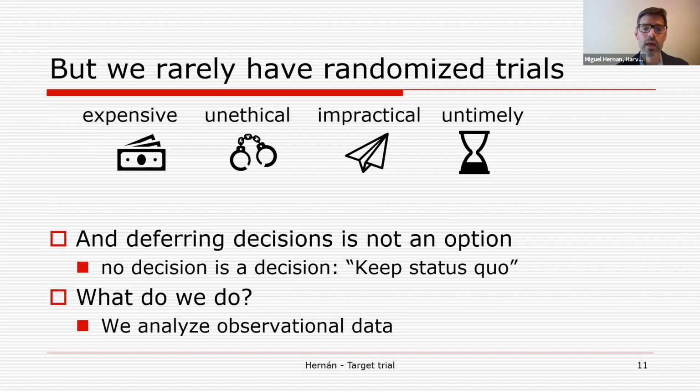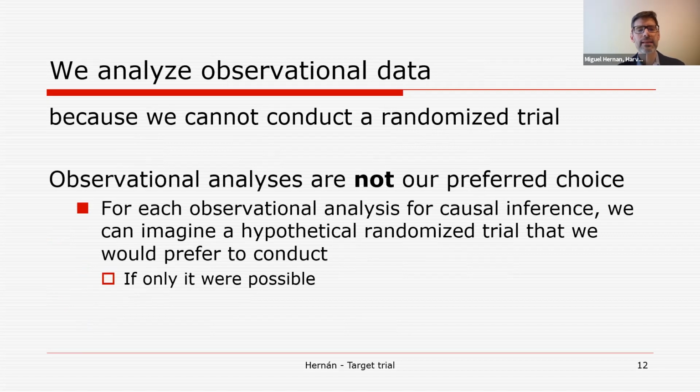We will see some examples in this talk in which we will eventually have a randomized trial, but decisions have to be made before we have the randomized trial. And when that happens, what we do is analyze observational data. And something that I want to make very clear is that we analyze observational data or real-world data because we cannot conduct a randomized trial in the population that we want with the treatment strategies that we want. Otherwise, we wouldn't do it. So observational analyses are not our preferred choice.